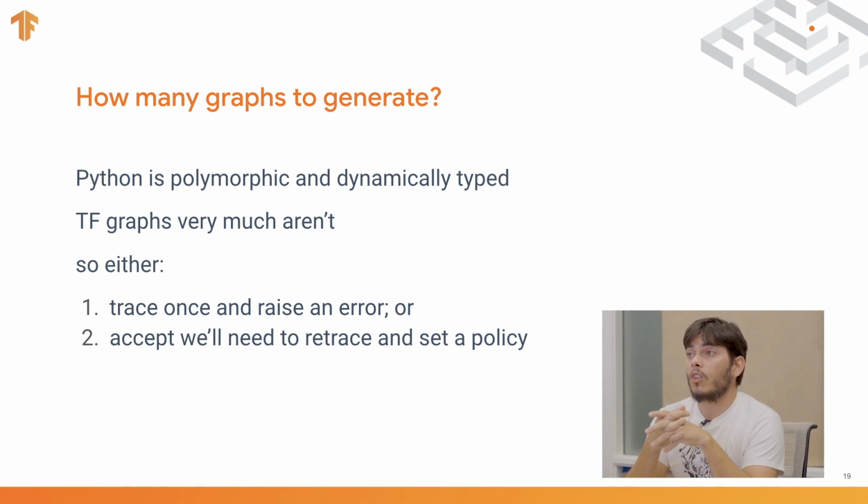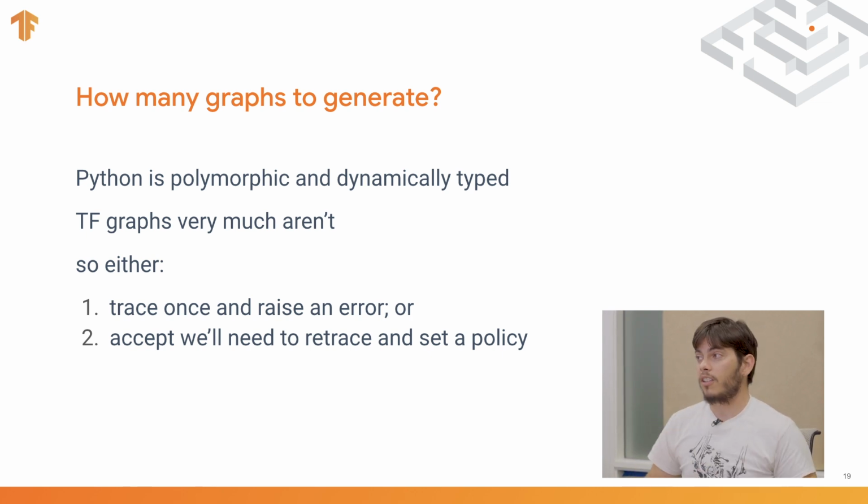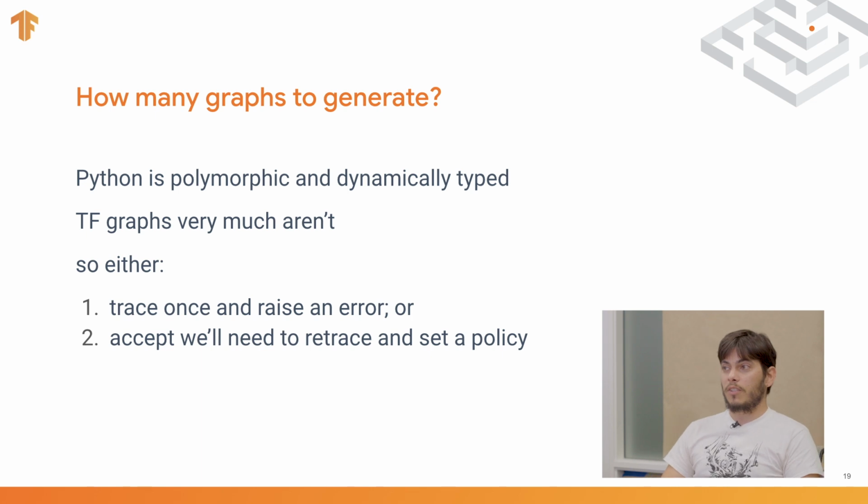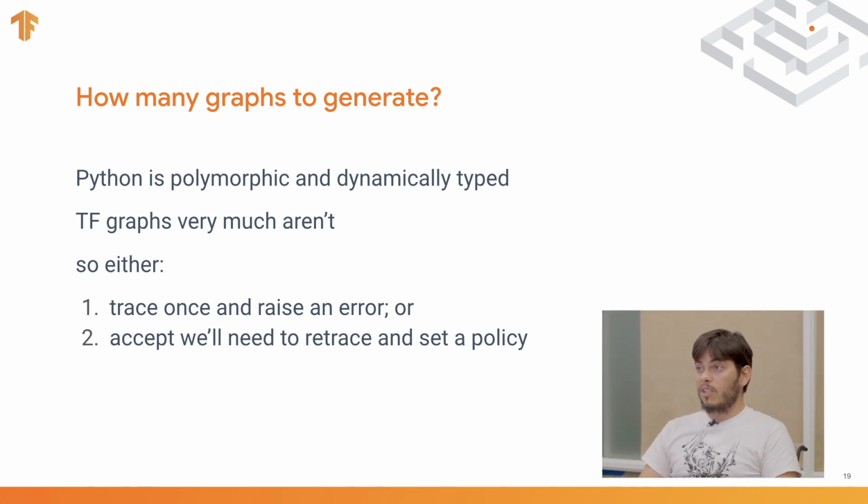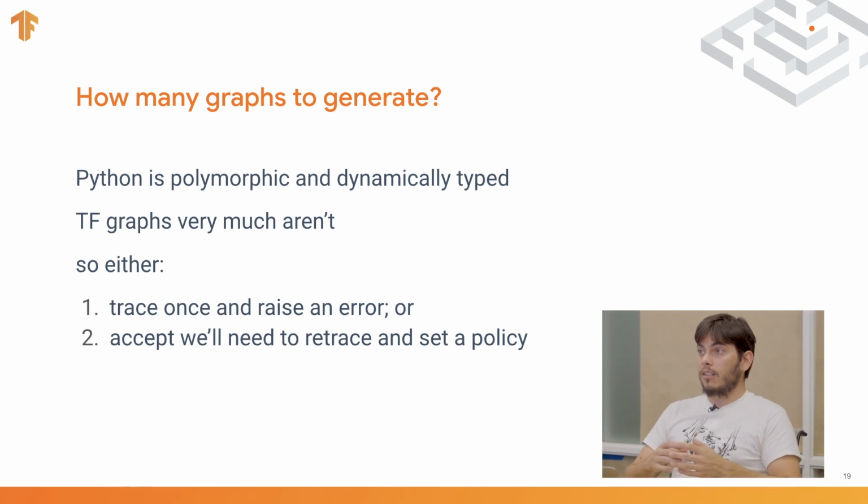So tf.function has a choice, which is to either trace a function once and raise an error if we think you're calling it with arguments that are incompatible with the arguments that we used to trace, or accept that we'll likely need to trace a function many times and set a policy for how we do this. We chose to go with option 2.